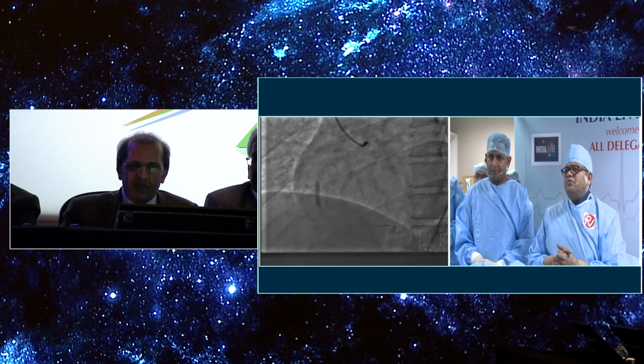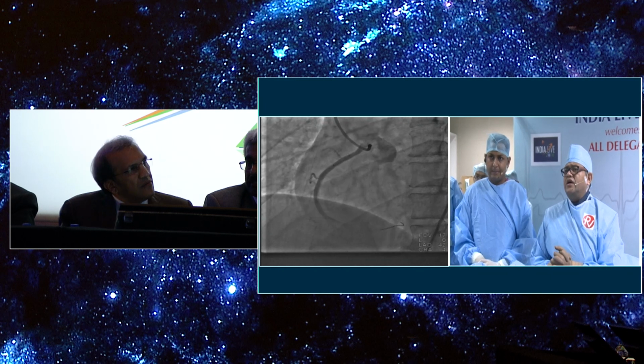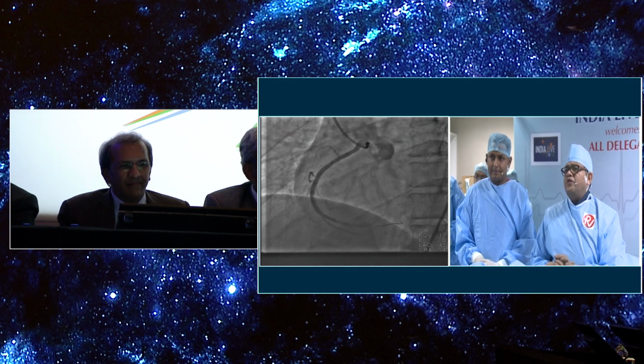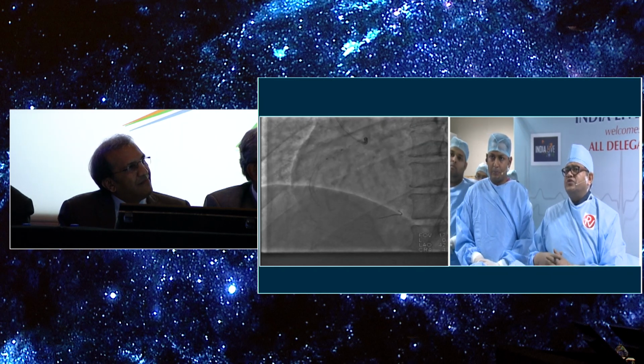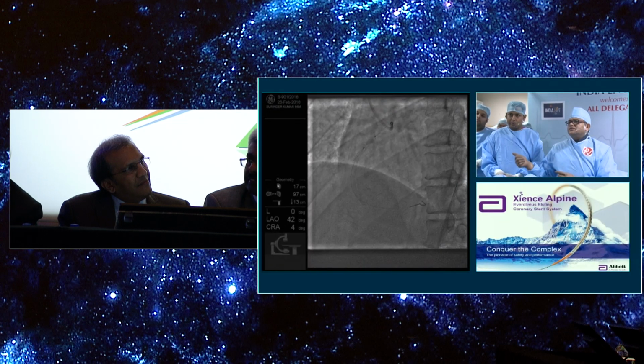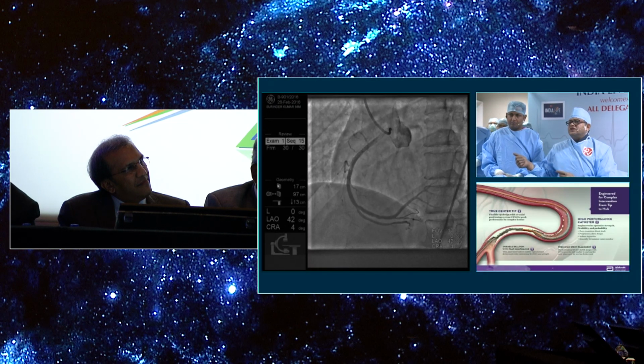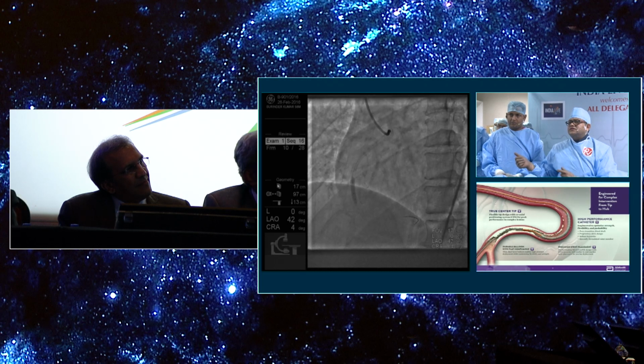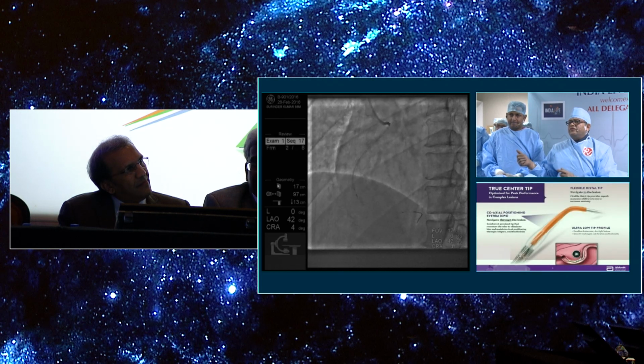Distally, there was some under-dilatation, where I again inflated the 3.5 millimeter balloon at 24 atmospheres. So this is the result across the RCA. And we have done the IVUS, which has shown a well-opposed stent across the RCA.